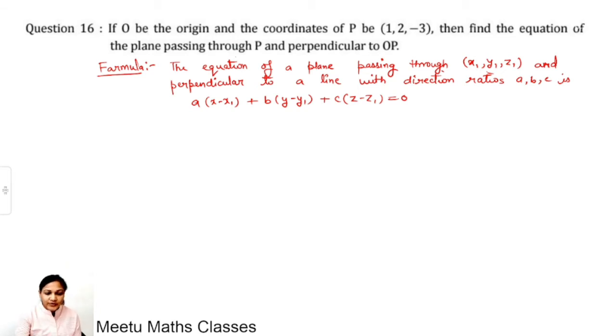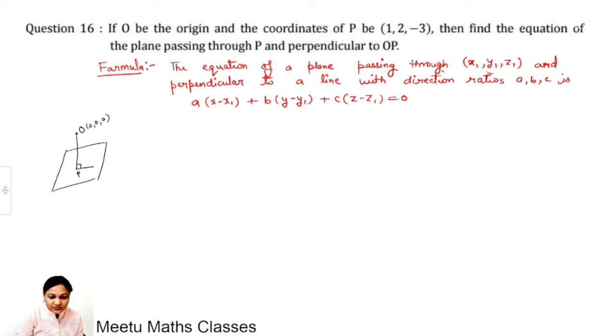Your next question is question number 16. If O be the origin and the coordinates of P be 1, 2 and minus 3, then find the equation of the plane passing through P and perpendicular to OP. So you are required to find the equation of a plane which is passing through P and that is perpendicular to OP, and this is origin.